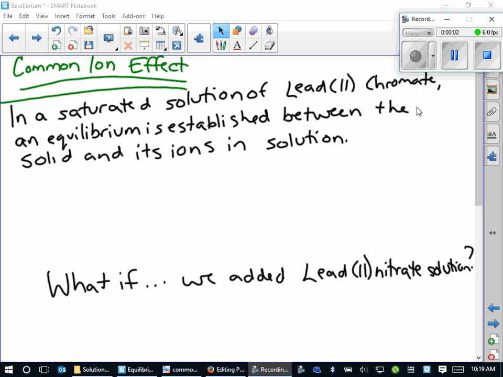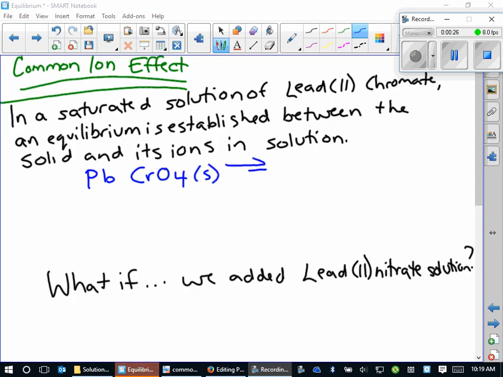So today we're going to learn about the common ion effect. In a saturated solution of lead chromate, an equilibrium is established between the solid and its ions in solution. So let's write what that looks like. We have lead chromate. Lead has a charge of +2, chromate has a charge of -2. PbCrO4 is solid.